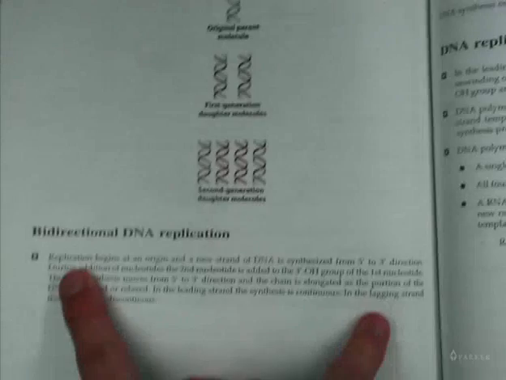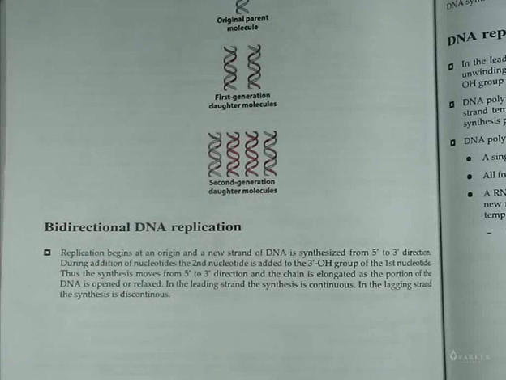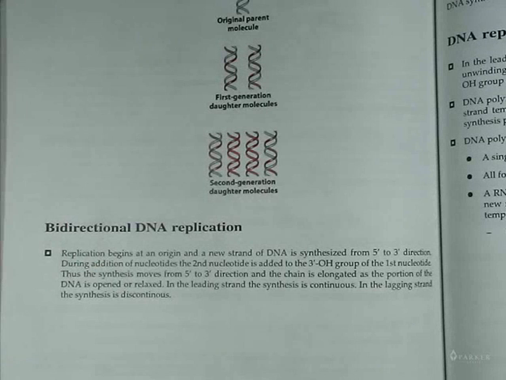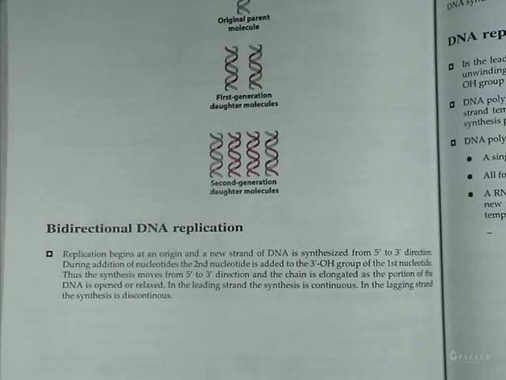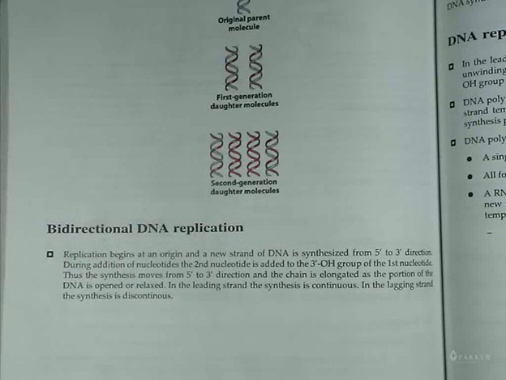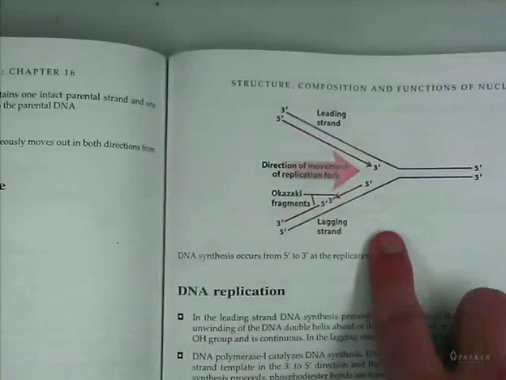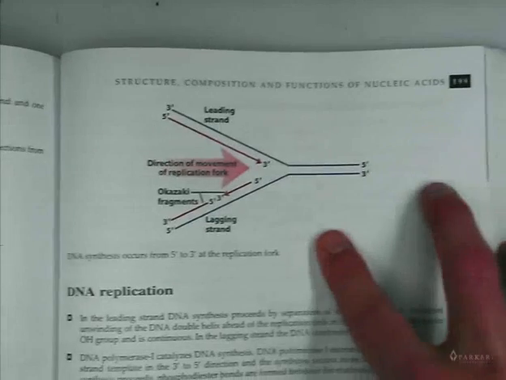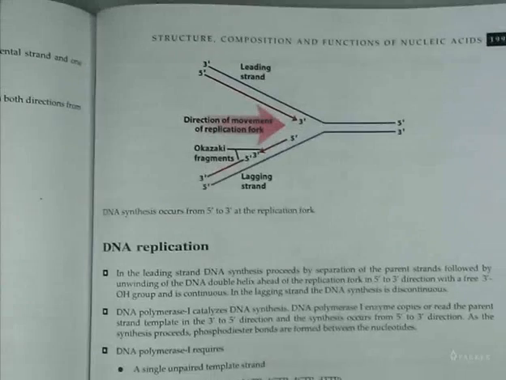It goes bidirectional. When we are replicating DNA, we go in both directions. It makes sense that we would do that just because we can save time. If we're doing both at the same time, we can do twice the work in half the amount of time. I just said time a lot. It goes in both directions, but one direction is a little bit different than the other.